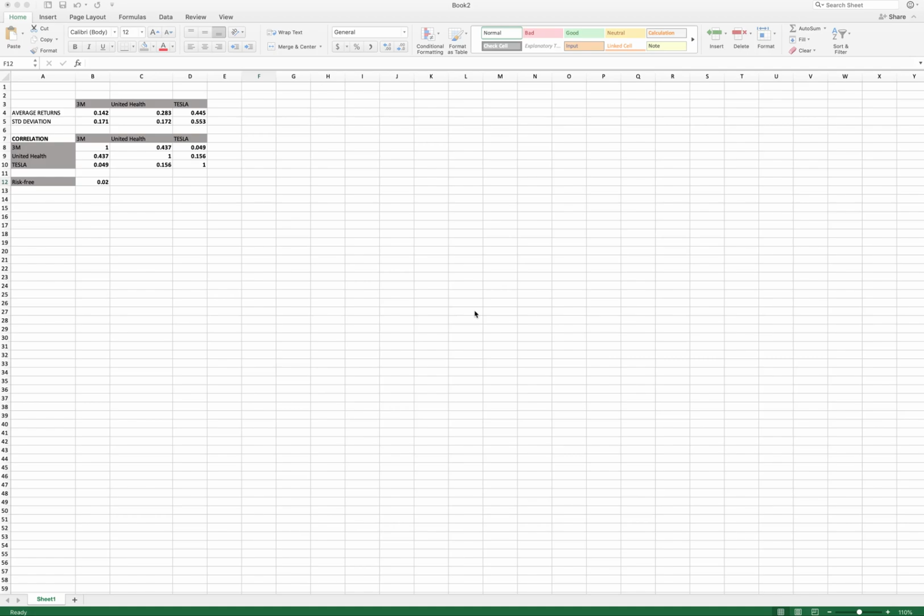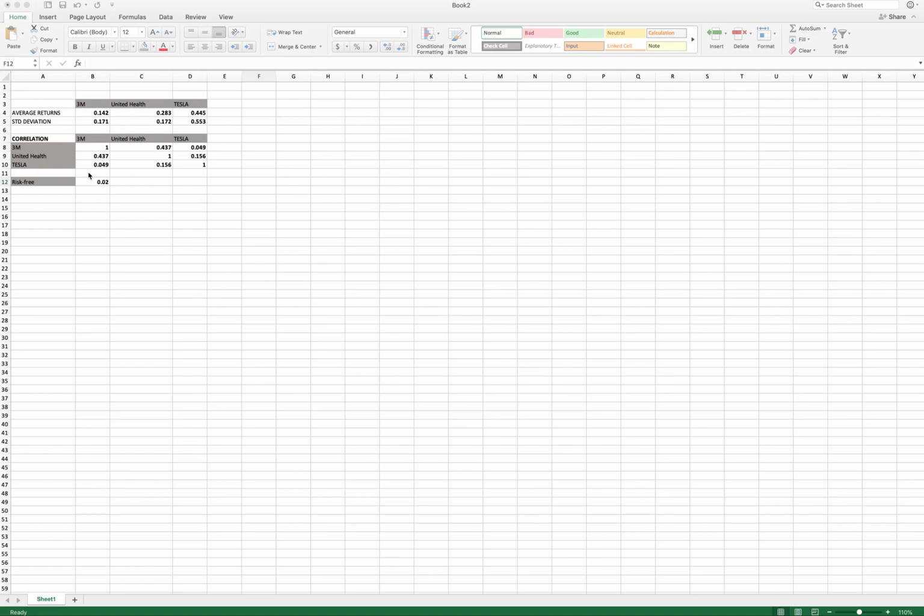Okay, welcome back. I'm going to show you now how to plot the efficient frontiers with three assets. In the last video that you can check, we did plot the efficient frontier for two assets thanks to the two-fund separation theorem. This time, we're going to make things just one notch more complicated and add one asset.